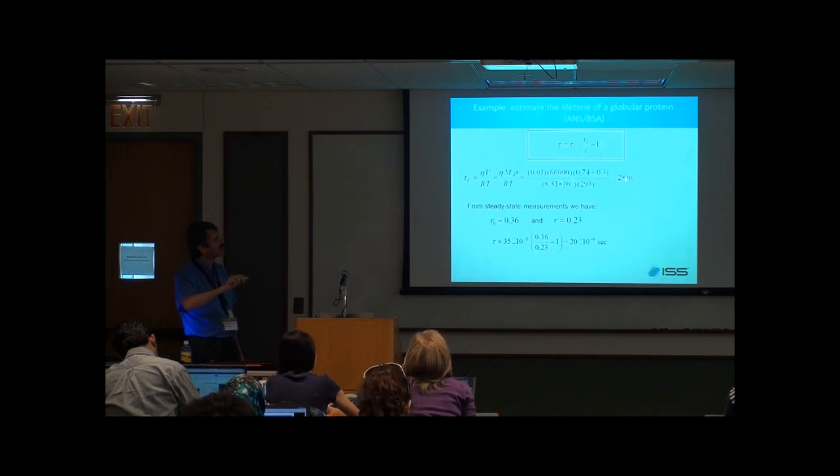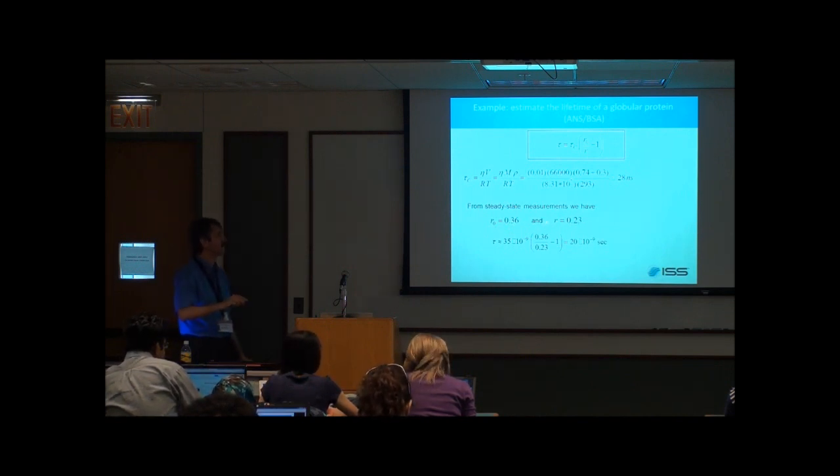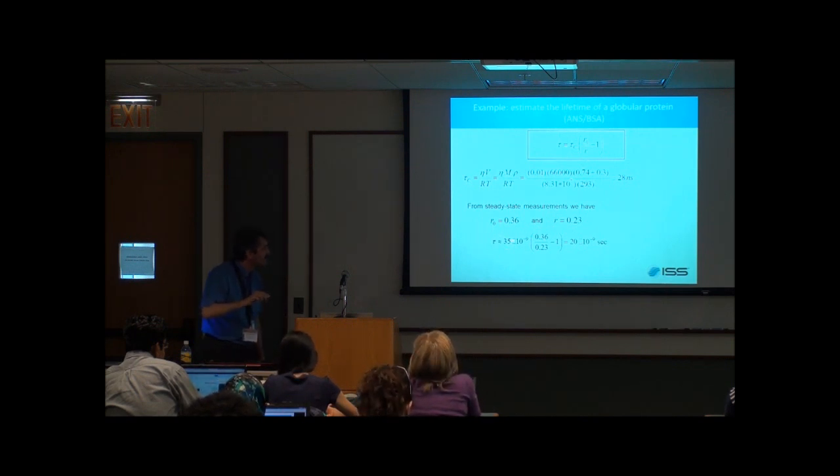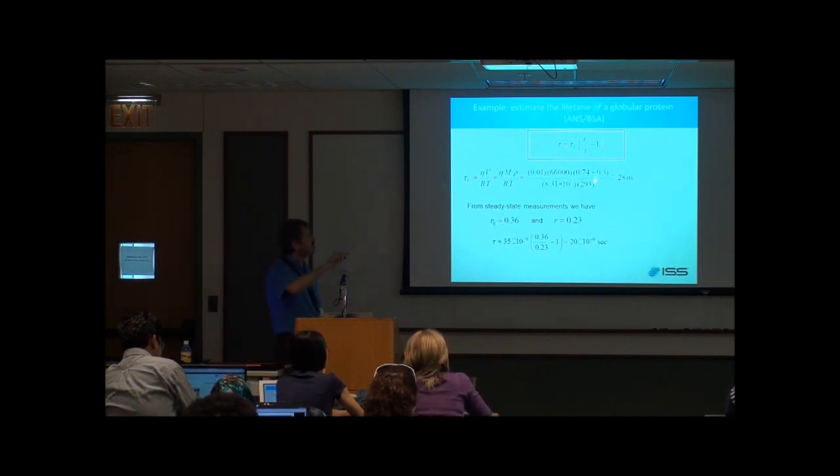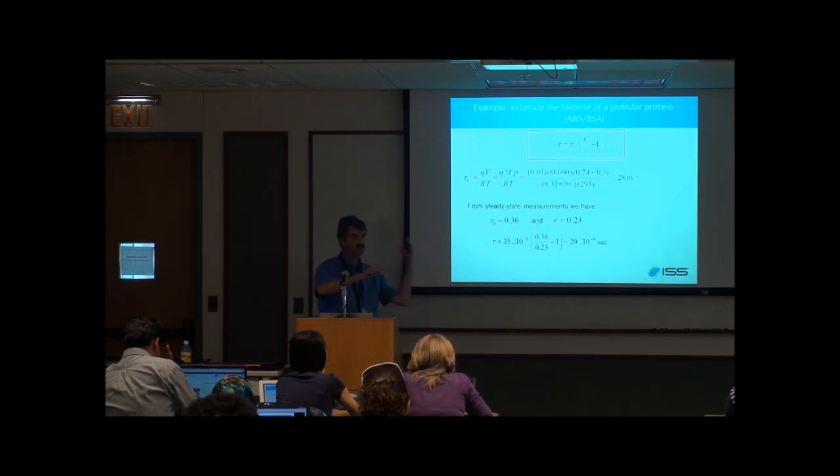So we find 28 nanoseconds. From the steady state measurements, we measure a limiting anisotropy of 0.36, and 0.23 for the anisotropy. We do all the calculation, and again this is a multiplication, 35, and we measure about 20 nanoseconds. So this is just an estimate based on steady state measurements. That shows you how powerful this relationship is.